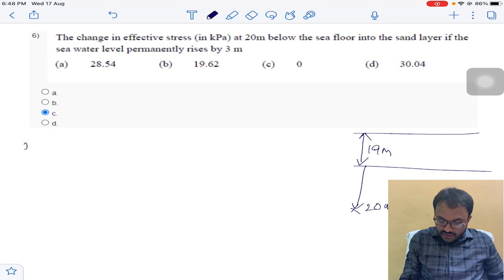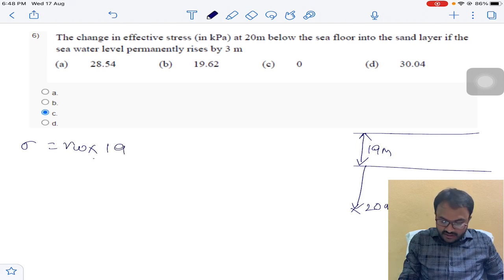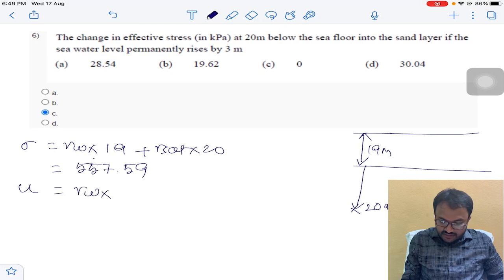So here now total stress is equal to gamma W into, earlier we had taken 16 plus 20. Now we need to take 19 plus 20, where for 19 it will be water, and gamma saturated into 20. By substituting the values you will get 557.59. And pore water pressure U is equal to gamma W into, earlier you had taken 20 plus 16, now it is 20 plus 19. So it will be 382.59.